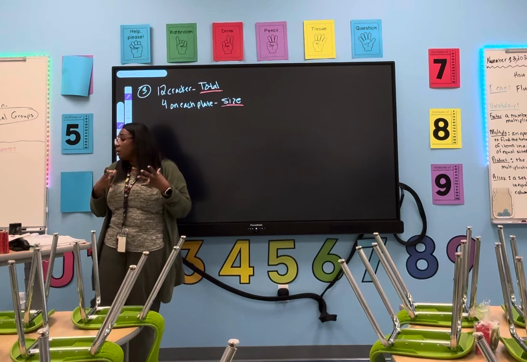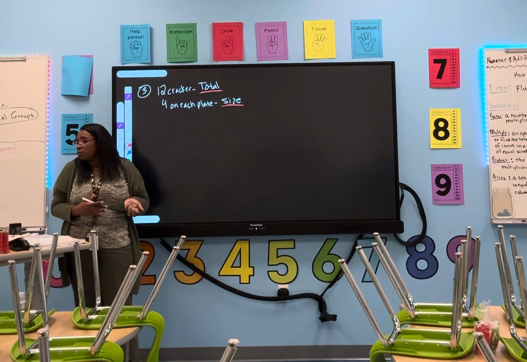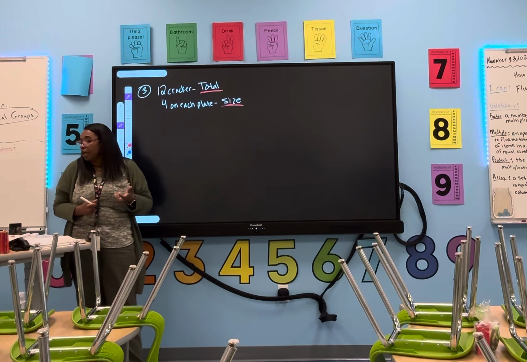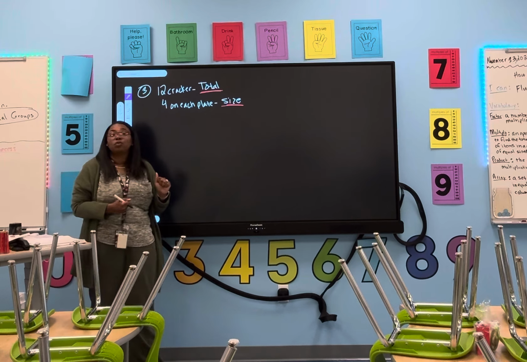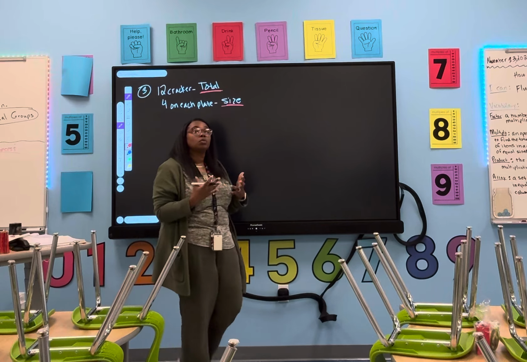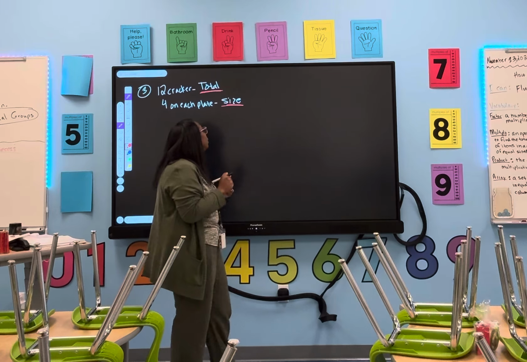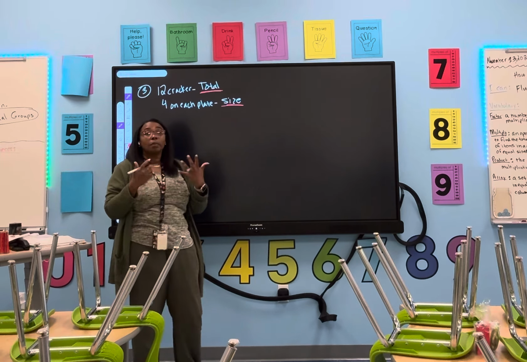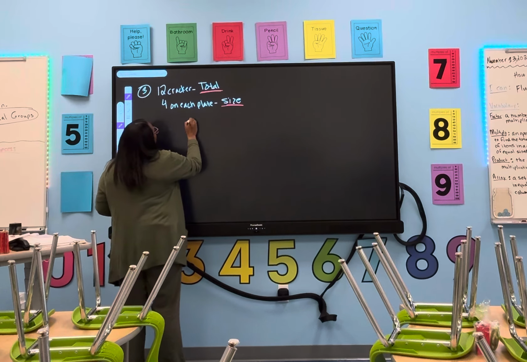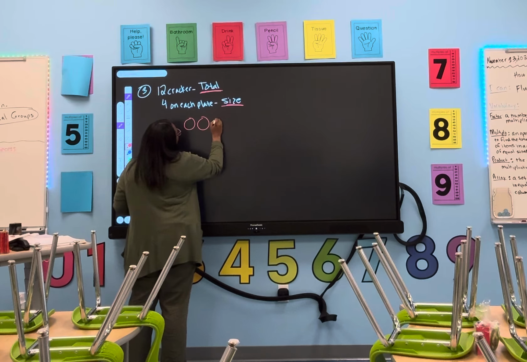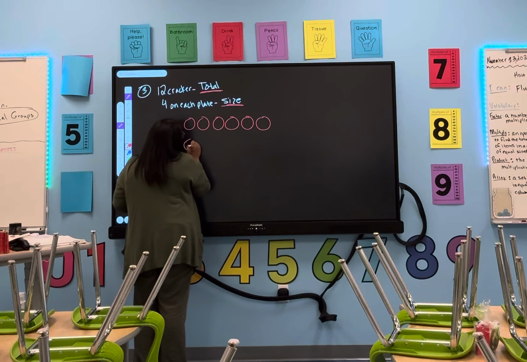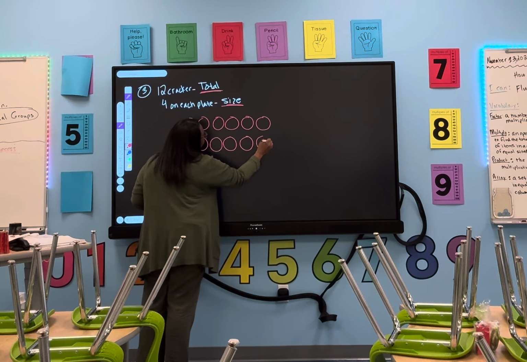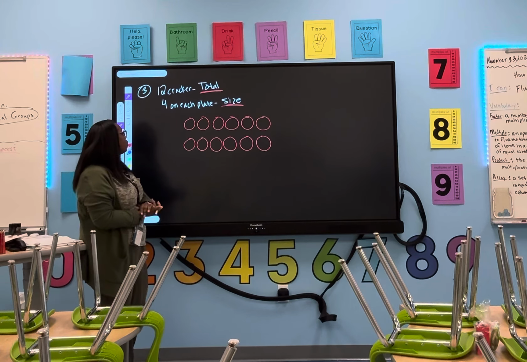It says draw 12 crackers in groups of 4 on plates. So let's go ahead and draw that. So they're telling you, hey, make groups of 4. So I'm going to do what they say first. I'm going to draw my 12 crackers. Here we go. 1, 2, 3, 4, 5, 6, 7, 8, 9, 10, 11, 12. Okay, so that's my 12 crackers.